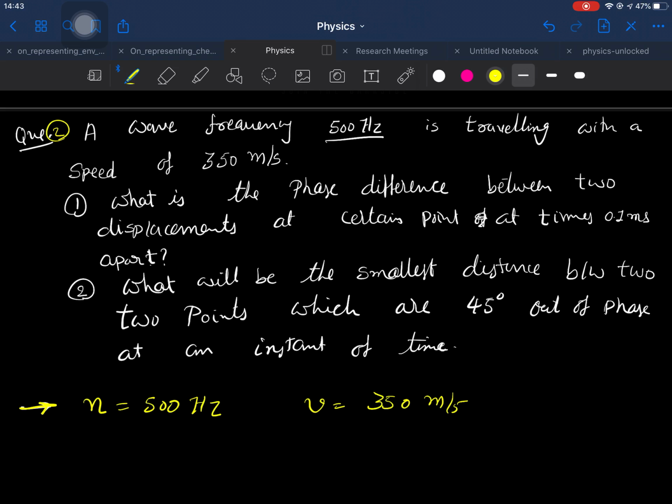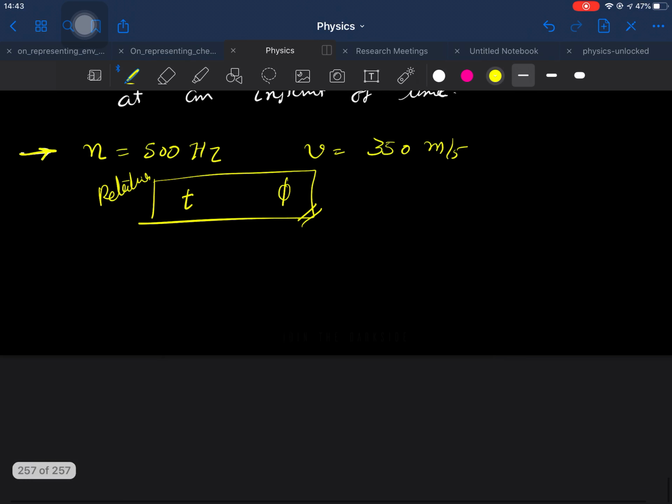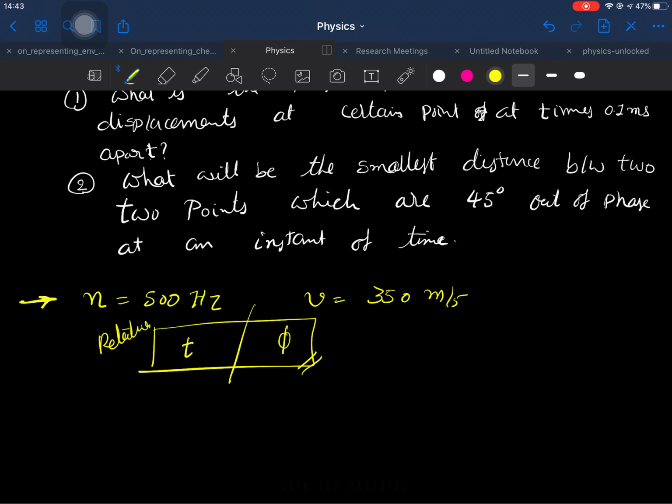What is the phase difference between two displacement at certain point at time 0.1 second apart? So there is a particular time given and you have to find the phase difference. Okay, so first thing you have to do is find the relation between this. So if you remember the formula, you can just directly apply the formula, or there's always a nice way of getting the formula also.